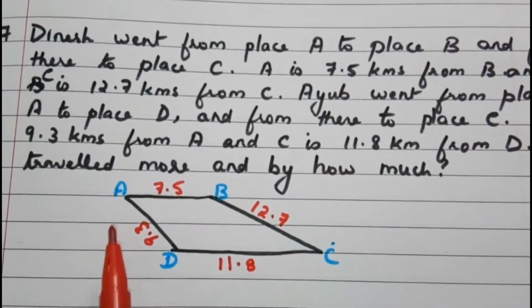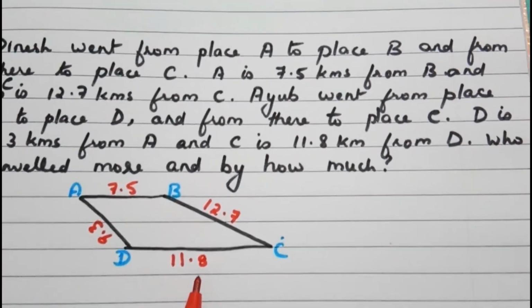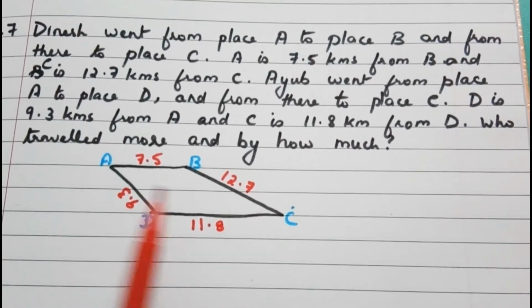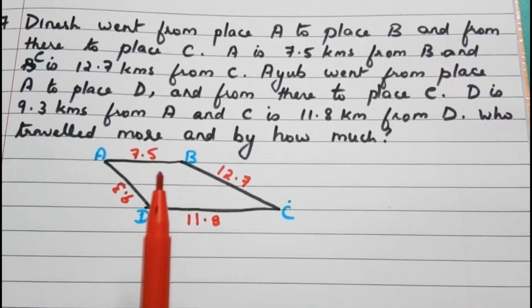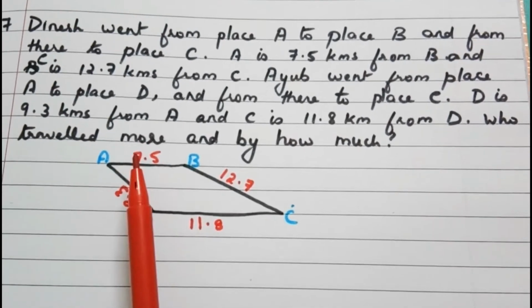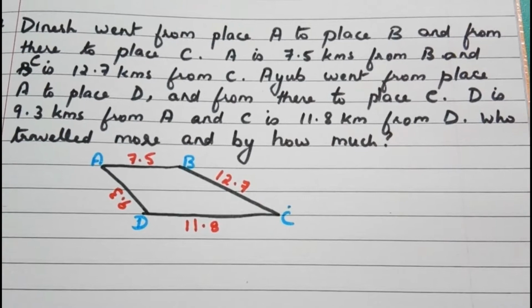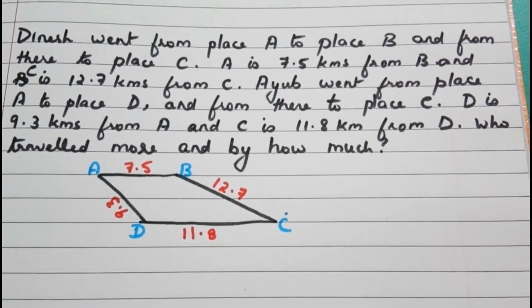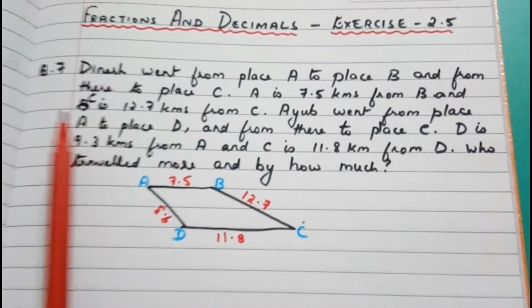Okay, so this we will easily be able to understand with the diagram, because everything is given, the distance is given, both travelled by Dinesh and Ayub. We just need to find the total distance travelled by them and who travelled more. So the difference between the total distance. Okay, so I'll just read the question once again to make it very clear.